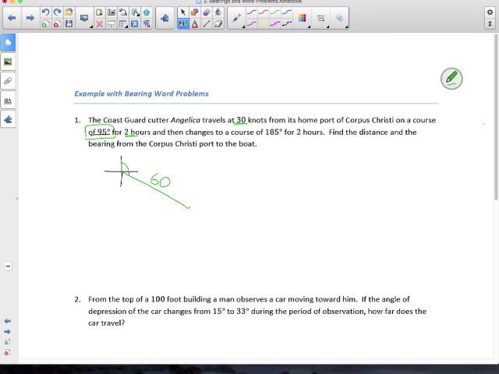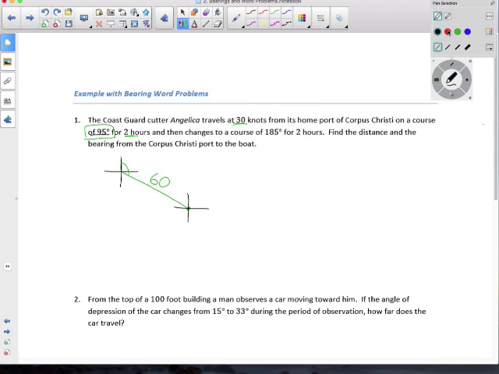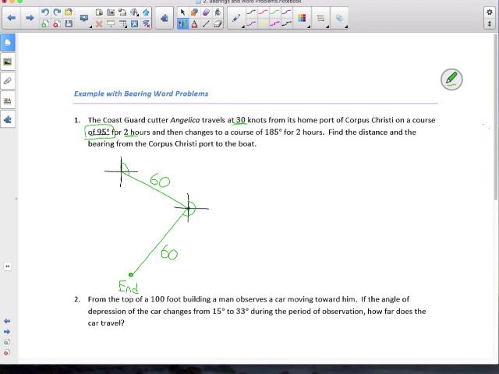Okay, 2 hours later we reach this point, we're going to change directions. So what I'm going to do is put another little north, south, east, west right there. Okay, come back. Alright, now I'm going to go 185. So here's 90, 180, and just a little bit past it. Okay, and again, I'm going for another 2 hours, and since I'm still going at 30 knots, I'm still going for 60. Okay, and now this is my ending point. So this is where the boat is right now.